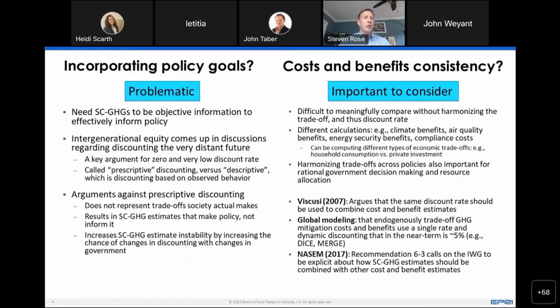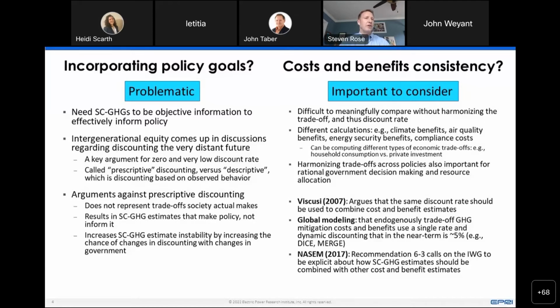So I'm going to jump right in with incorporating policy goals into discounting and give you the punchline here, and that is that it's problematic. What we need when we're thinking about social cost of greenhouse gas estimates is estimates that provide objective information into our decision process. So they're informing us in terms of evaluating the implications of a particular proposed policy or other kind of action. So with that in mind, as we think about potentially bringing in policy considerations such as intergenerational equity, or how we compare current generations to future generations, or other considerations, we begin to lose that quality of having objective information that's informing those policy decisions.